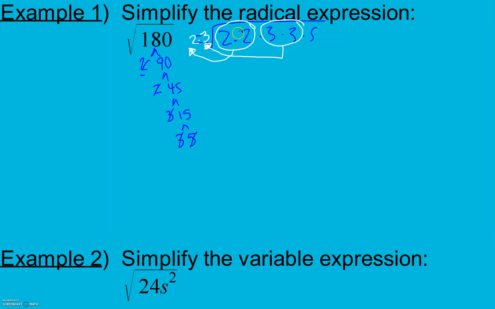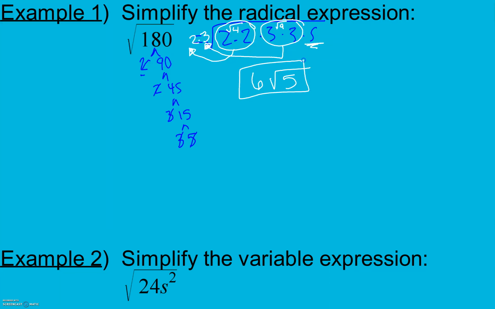And this works again because 2 times 2 is 4. And when I take the square root of 4, I get 2. 3 times 3 is 9. And when I take the square root of 9, I get 3. So here I have 2 times 3, which is 6. And inside my square root, I still have a 5.